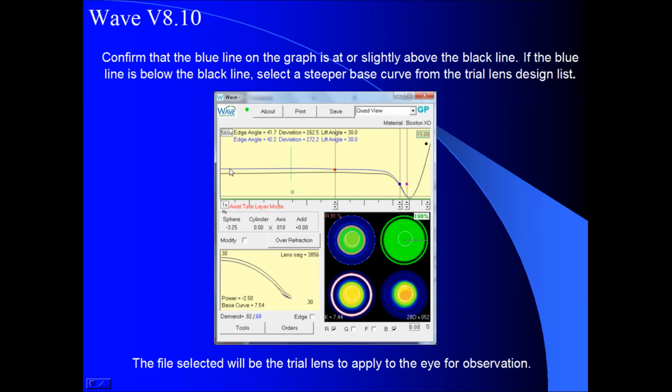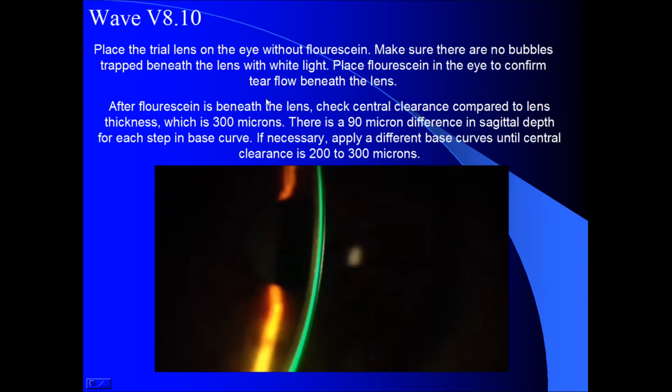Now what I want is for the blue line to be a little bit above the black line. If the blue line came out below the black line, then I would need to select a steeper base curve from my trial lens set until I had a pretty good agreement between the blue line, the compared trial lens design, and the design that I created using Wave. Then we place the lens on the eye.